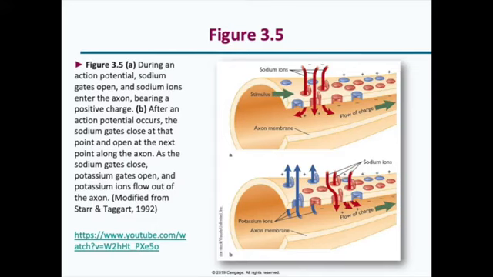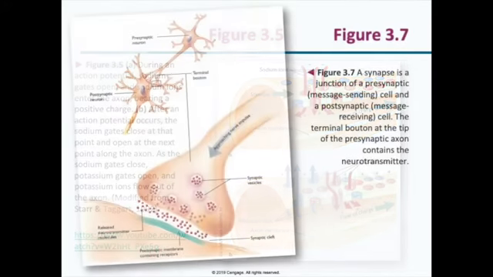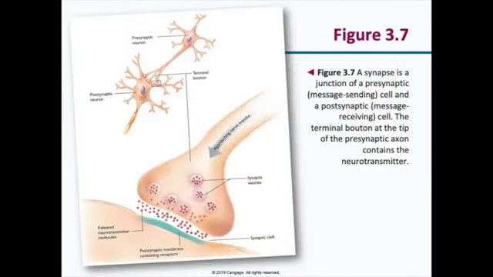Slide 6. All right, slide number 7. A typical axon has branches, each ending with a little bulge called a presynaptic ending, or terminal button, as shown in figure 3.7. When an action potential reaches the terminal button, it releases a neurotransmitter. We'll get into those in just a bit.